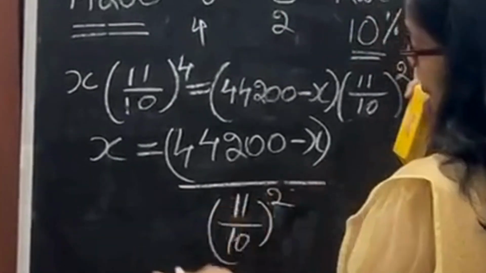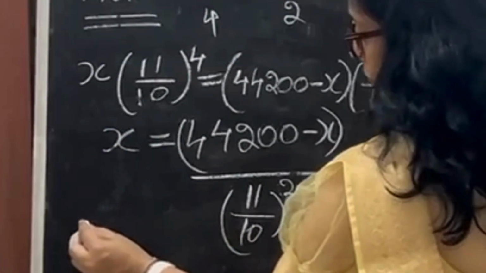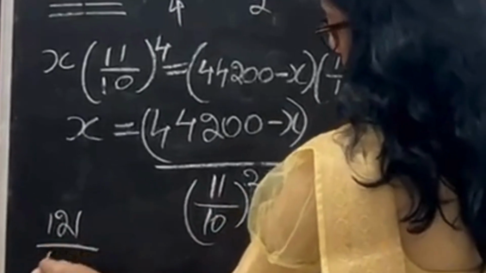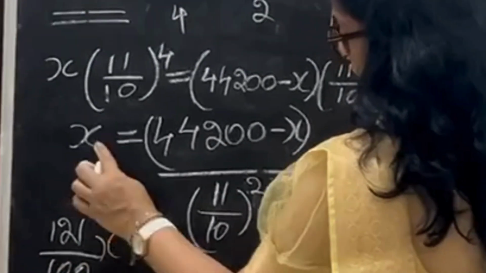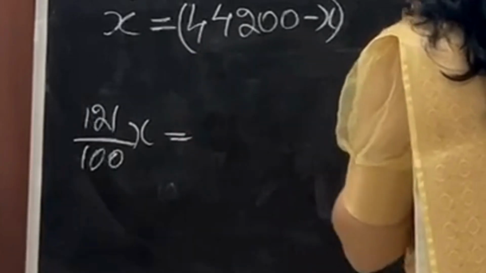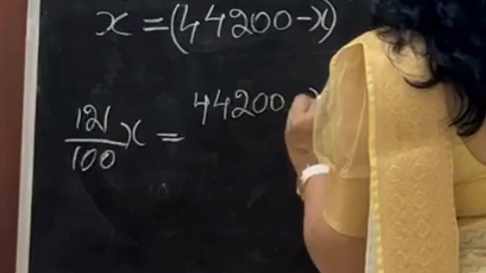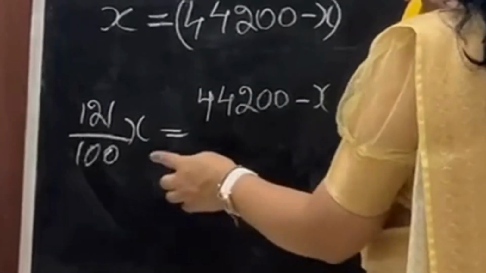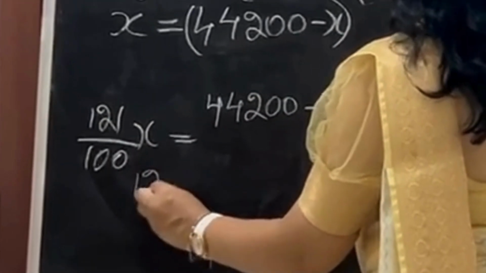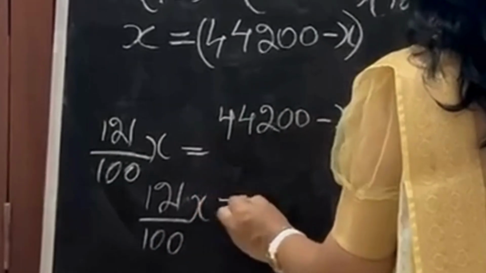Of 2. What will be my next step? My next step will be to take this again on this side. Okay. So what will it be? 121 by 100 x, multiplication again, equals 44,200 minus x. Okay. So then what should I do? What will be my next step? I will take x to the other side. It will be 121 by 100 x plus x.